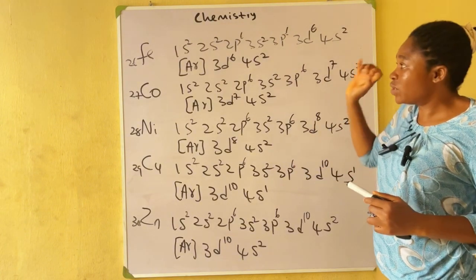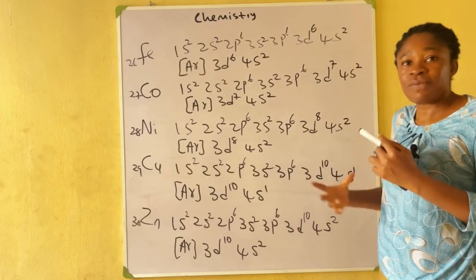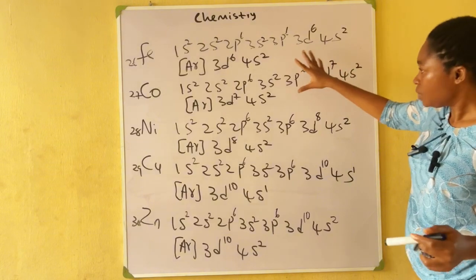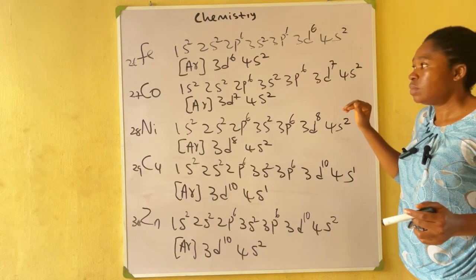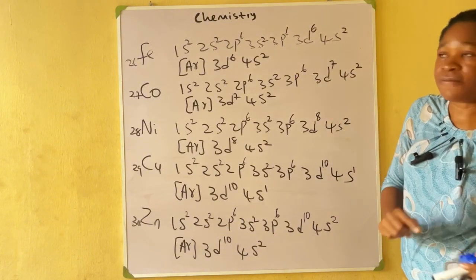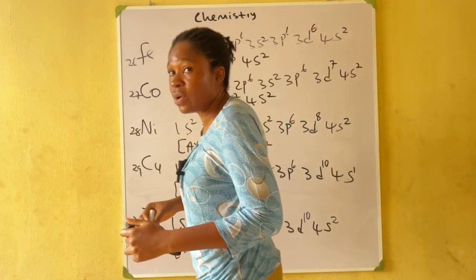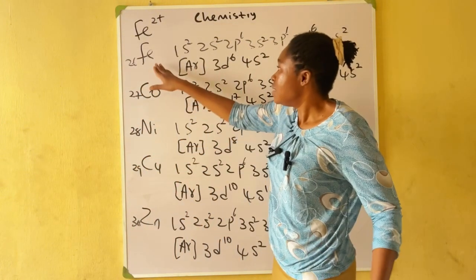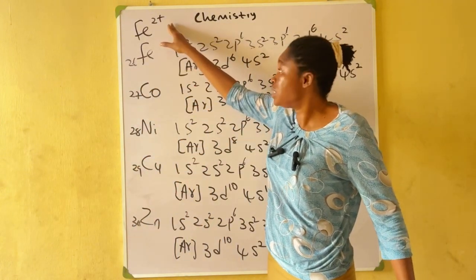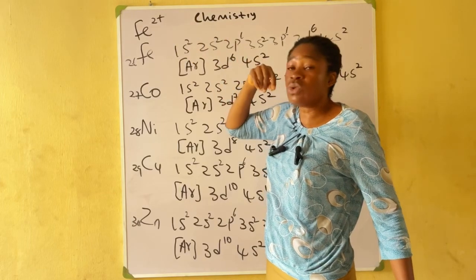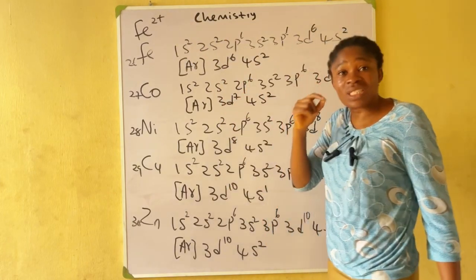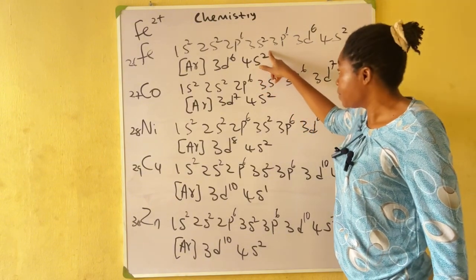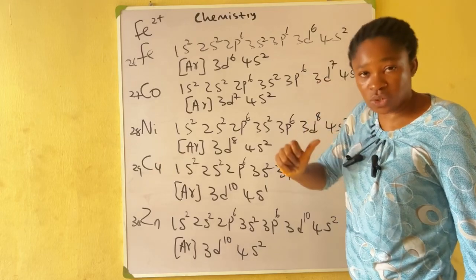So let's look at how to write the configuration of a transition element when it loses electrons. Look at iron and cobalt. If you have to write the configuration of an ion, for example iron 2 or iron 3, it means that the ion has lost electrons. If a transition element loses electrons, it is going to lose them first from the 4s, which is the lower energy level.